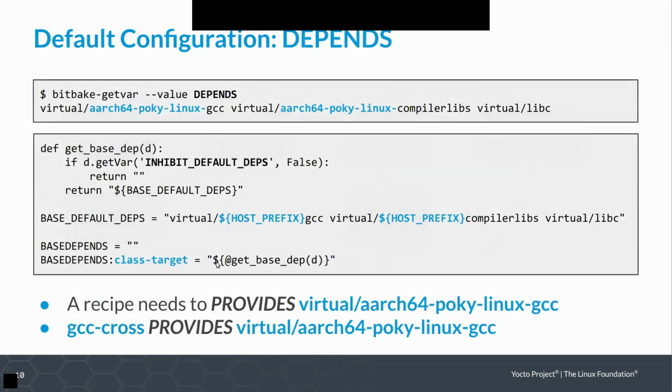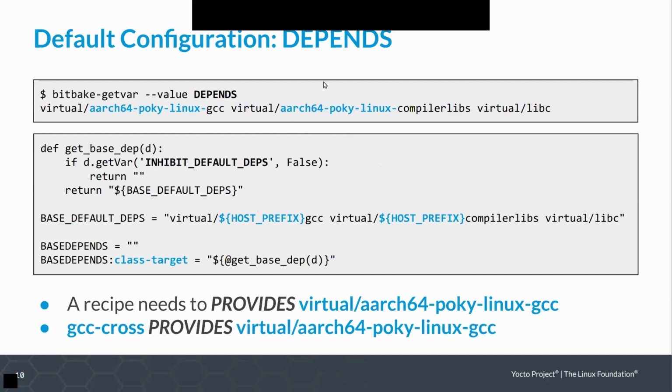Now, everyone knows the DEPENDS variable, which you can use to specify compile time dependencies for your recipe. So the default configuration for DEPENDS is the compiler itself, compiler libs, and the C library. And this is set by the base bbclass, only if you do not set the INHIBIT_DEFAULT_DEPS variable to 1. And as you can see, the BASE_DEFAULT_DEPS variable is set to virtual/host-prefix-gcc.